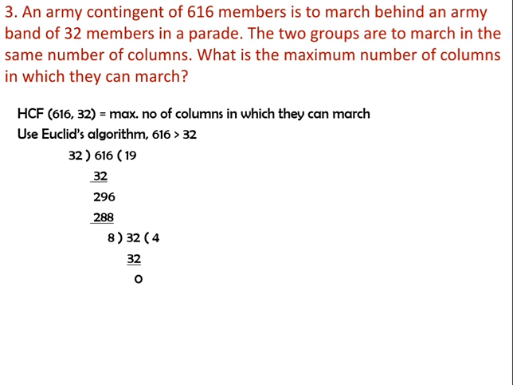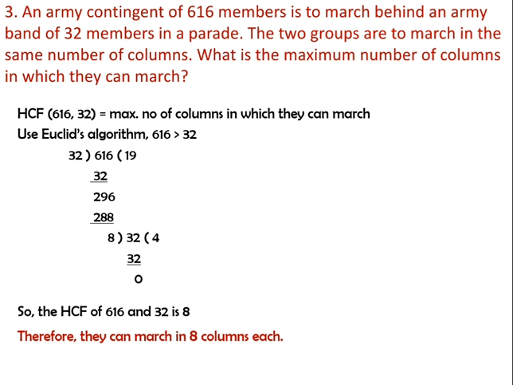So the remainder becomes 0. The procedure stops, so the value is 8. HCF of 616 and 32 is 8. Therefore they can march in 8 columns each.